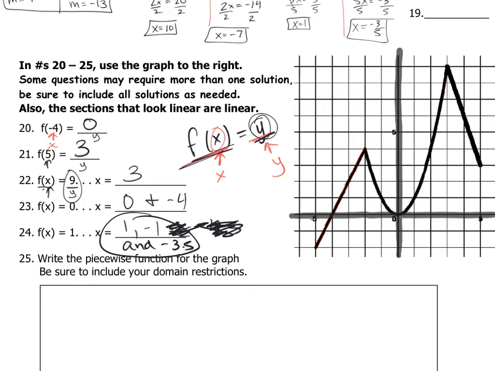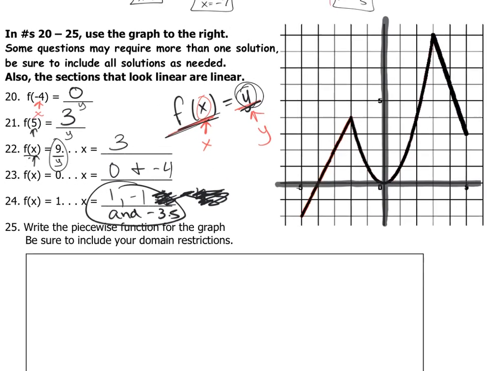Again, all 3 of these are the correct answer for number 24, and the reason is I go up 1. My y value is 1, so I could go here to find my graph, here to find my graph, or here to find my graph. There are 3 points on the graph where my y value is 1.